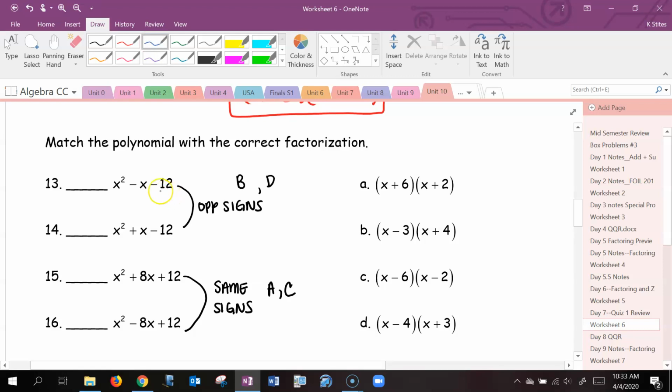All right, so now that should help us narrow it down. So I'm multiplying to negative 12. I'm adding to negative 1. Let's look at B. Negative 3 plus 4. That would be a positive 1. So B goes here. Let's check D. Negative 4 plus 3. That's a negative 1. So that one should be D. 15. We're adding to a positive 8. So let's check. Is that going to be negative 6 and negative 2 or positive 6 and positive 2? Should be the two positives. So this one's A, and that means that 16 is C.